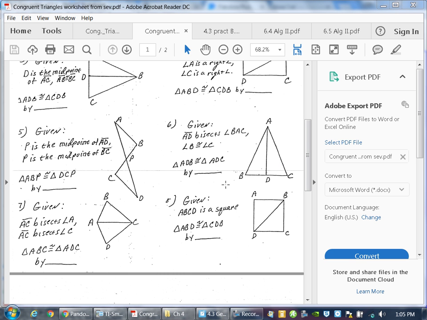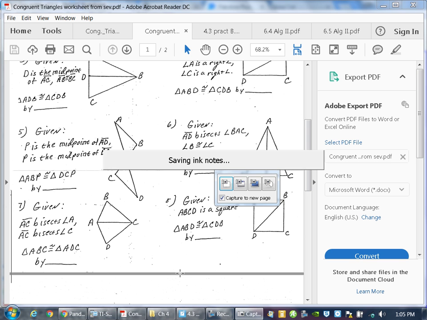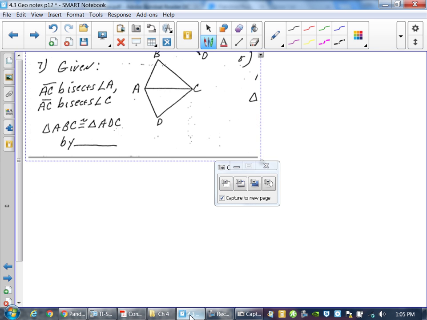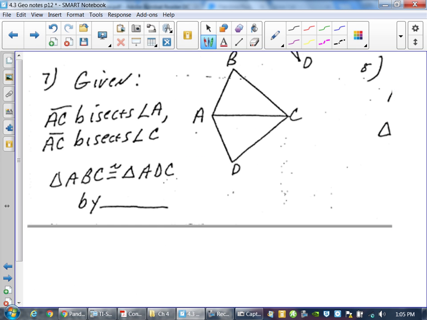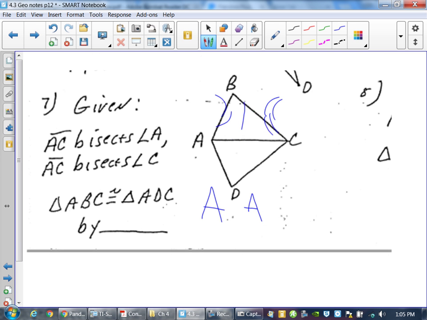Last one. We have an angle bisector twice. So I have these two angles congruent, and I have these two angles congruent. Which means I have two consecutive angles, which means I need to find a side between them or a side after them. What do you have? Reflexive again, very good. You've got it between, so you wind up with angle side angle.